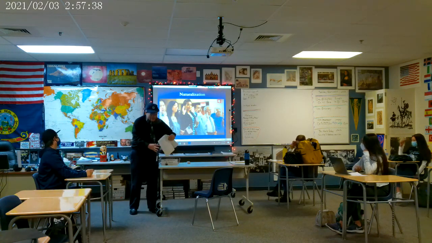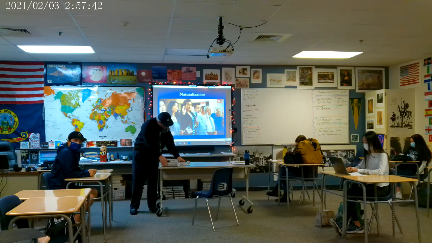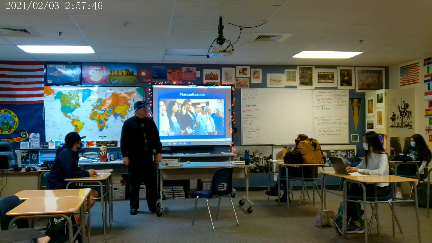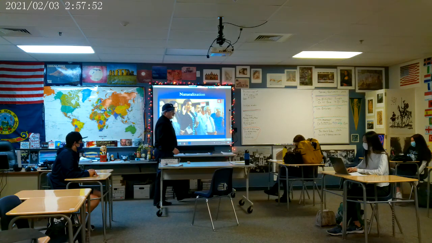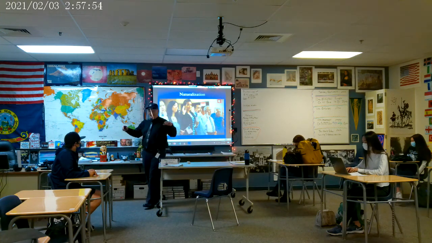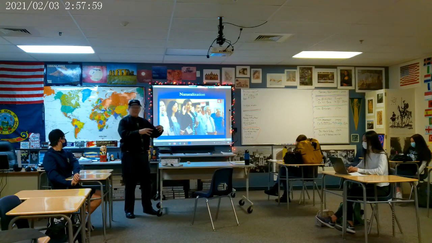Next bullet point, naturalization. What is naturalization? The naturalization process is the process of becoming a United States citizen. Write that down. So who has the authority to determine whether or not people can become United States citizens or even live legally in this country? Congress does, together with the president.